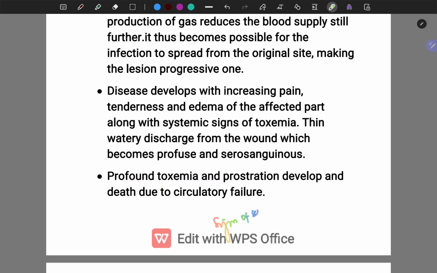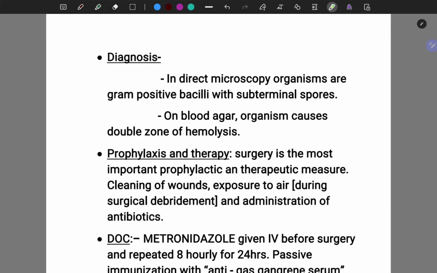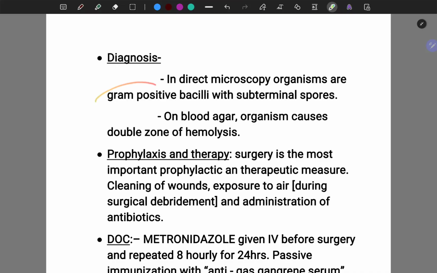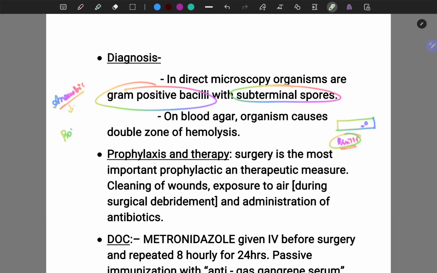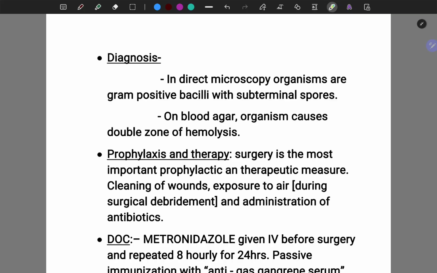So there are signs of sepsis present. The diagnosis is mainly by gram-positive bacillus with subterminal spores. Subterminal spores in the sense it will be like this. We're having the spores, which is a gram-positive bacilli, a subterminal spore. All anaerobic organisms, the only one culture media is Robertson cooked meat medium or even a candle jar medium. This is a very important medium for all anaerobic organisms.